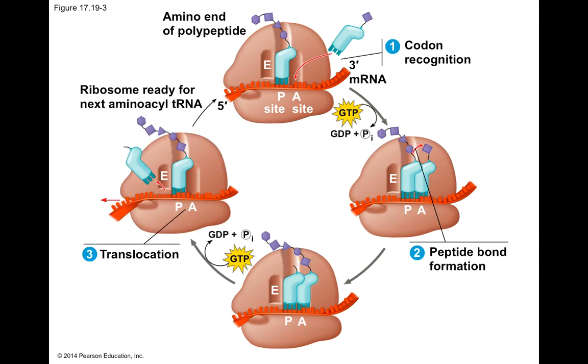The ribosome slides down the messenger RNA to the next codon. The transfer RNA that was in the P site is now empty and leaves to go off to find another amino acid to come back and bring that one in. The transfer RNA that's now holding the polypeptide chain slides into the P site, and the A site is empty. Now the cycle can start over again to add another amino acid to the chain. Notice that the codon recognition and translocation steps require energy in the form of GTP.